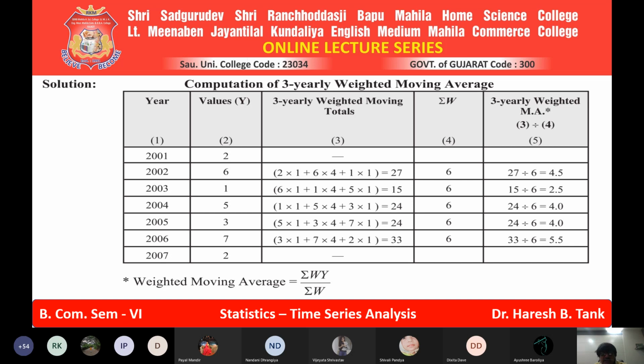Now the 3-yearly weighted moving average will be the next column. That simply indicates that 27, which is the 3-yearly weighted moving total, is divided by the total weight. So 27 divided by 6 comes to 4.5. Similarly, whatever you are getting here as the 3-yearly weighted moving total, you just divide it by 6. What you will get is this column. Get it done. Do it right away.